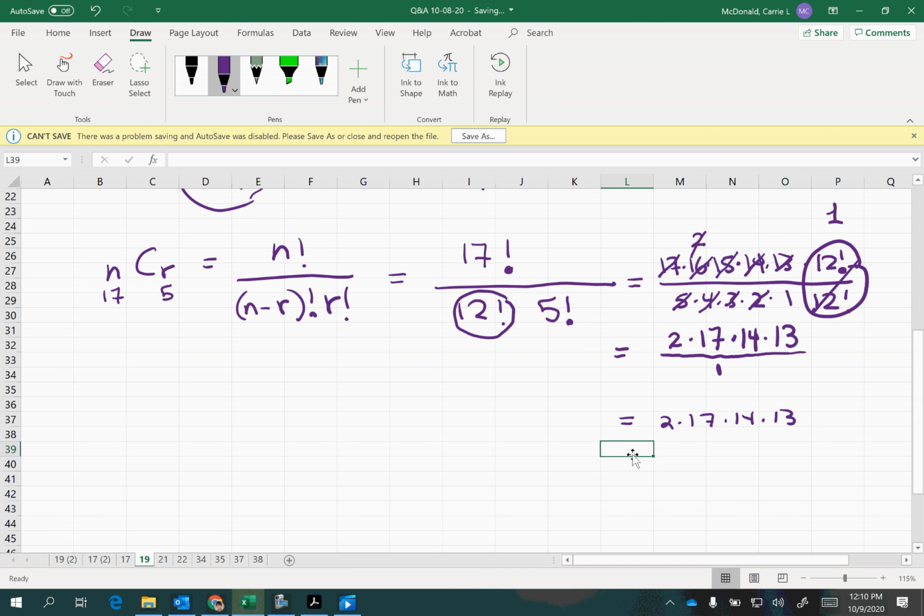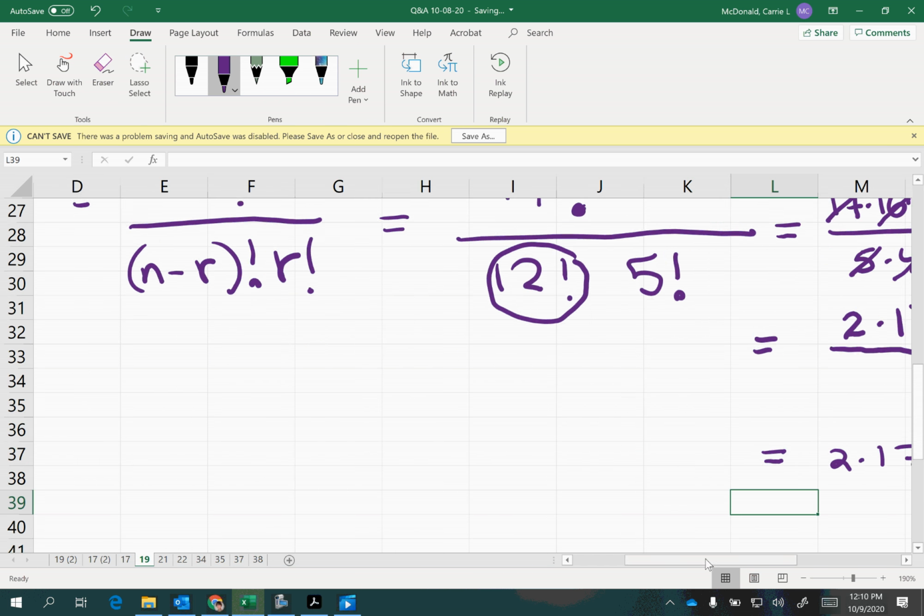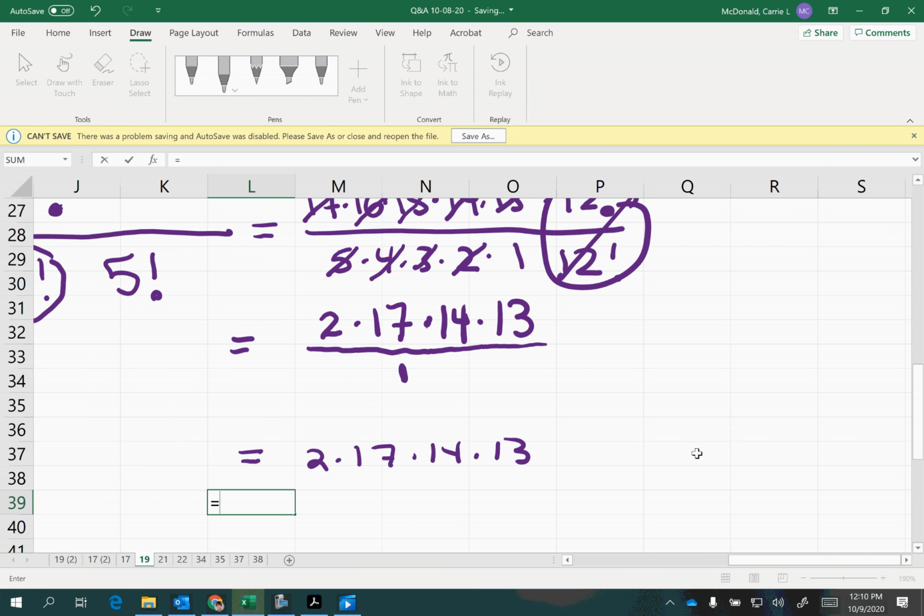Okay, so I can calculate that using a standard calculator, equal sign first, then 2 times 17 times 14 times 13. So I'm getting 6,188. Also, I could use the combinations formula in Excel, the COMBIN function, which is the word combine without the E at the end. It wants the total number to choose from, 17, comma, the number that we're going to select. So that's 5. And there you get the same answer doing it that way.